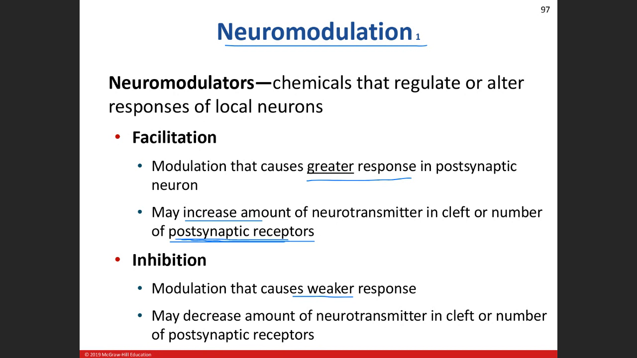With inhibition, just the opposite. We decrease the amount of neurotransmitter that's released from the presynaptic neuron. Therefore, there's less neurotransmitter in the synaptic cleft. Therefore, we decrease the number of the postsynaptic receptors that are affected. Very simple, it's just trying to memorize the term. So facilitation and inhibition. And that works out well for our graded potentials, because remember, the differences between graded potentials and action potentials you definitely need to know.